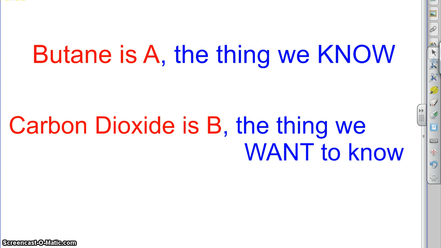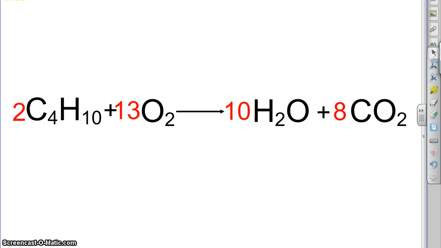Carbon dioxide is B, the thing we want to know. So I like to label these in the reaction. I find it helpful to actually work around the reaction whenever I'm doing these. So A, butane, the thing we know. B is carbon dioxide, the thing we want to know. So I would actually write those letters A and B above the chemical formulas for the things.